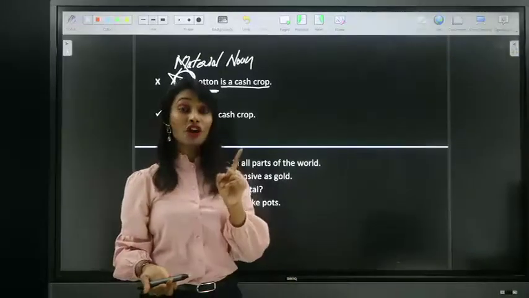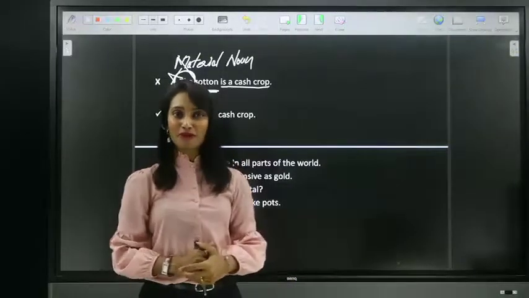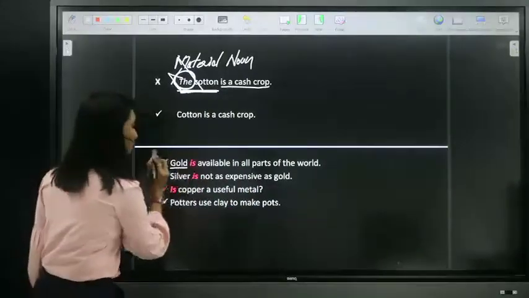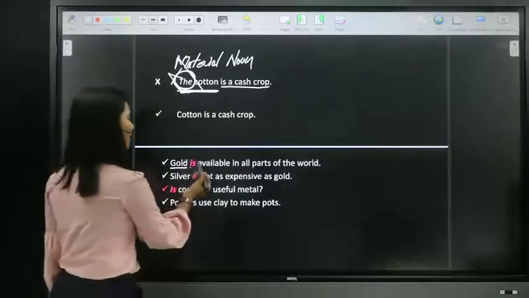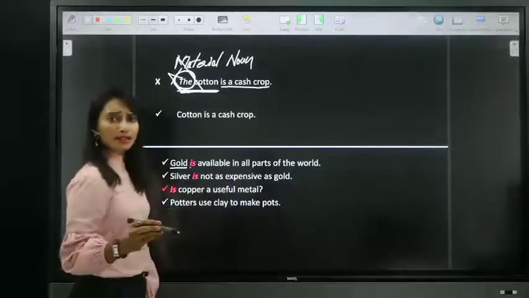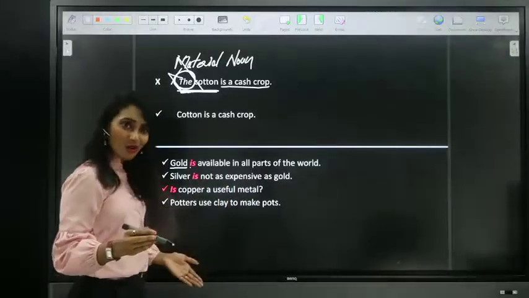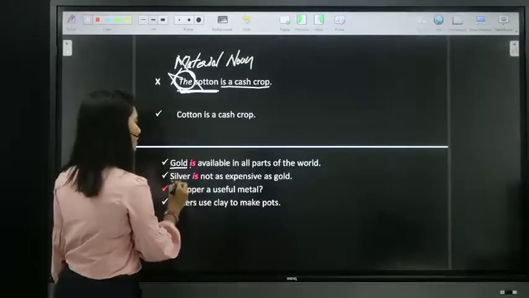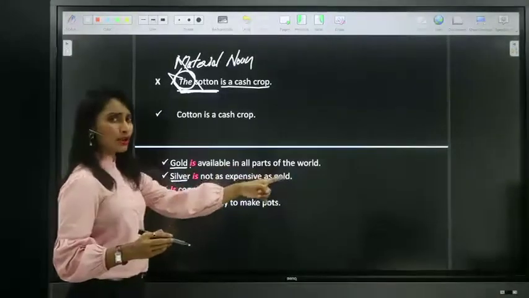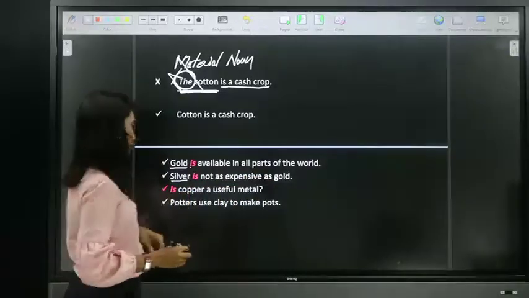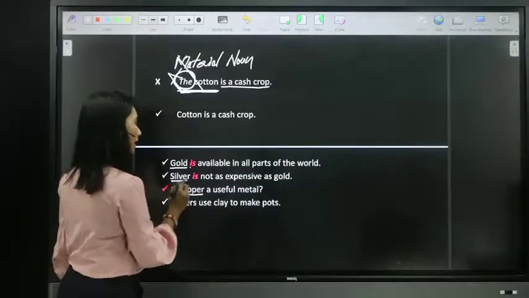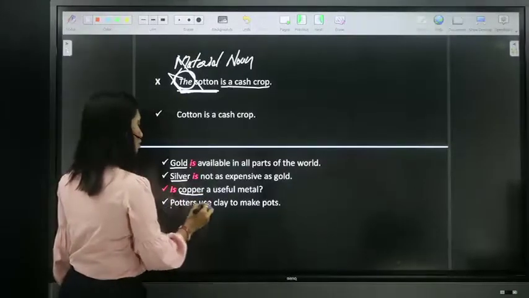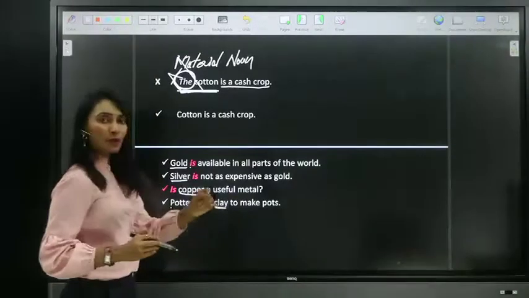So, do not use any article before material nouns. Look at these examples. Gold, a material noun, is available in all parts of the world. Can you say "the gold"? Only particular gold? No. Silver is not as expensive as gold. Again, silver, material noun. Is copper a useful metal? Obviously, it is. Potters use clay to make pots.